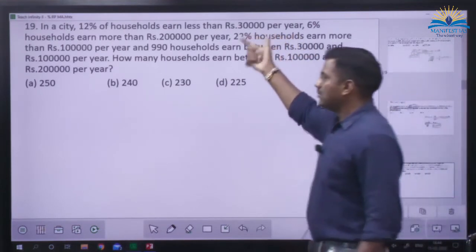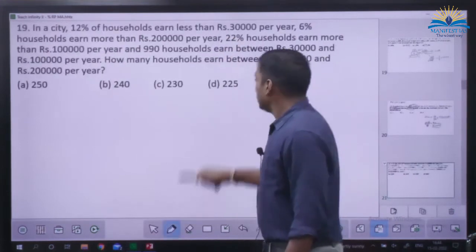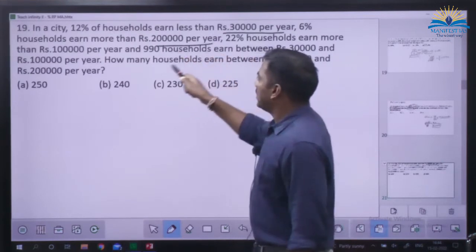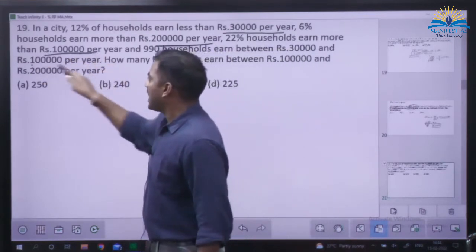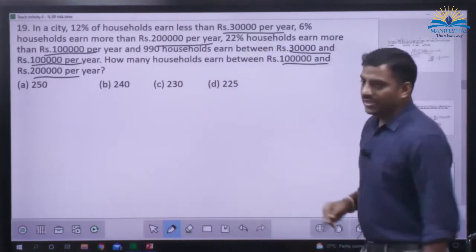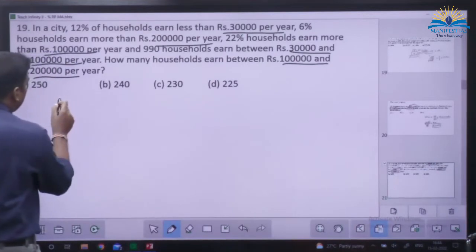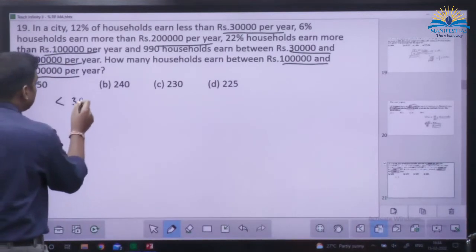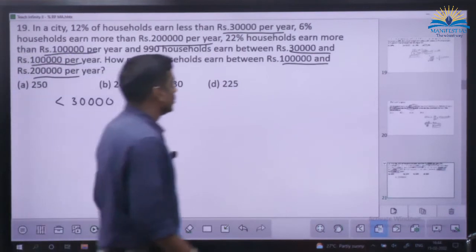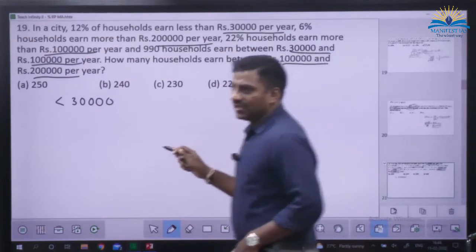One is 30,000. Then they have given 2 lakh. They have given 1 lakh. Again, 1 lakh has repeated, 2 lakh has repeated, and 30,000 has repeated. So the first slab of mine will be lesser than 30,000. That is the minimum. So tell me, how many of them are earning lesser than 30,000?